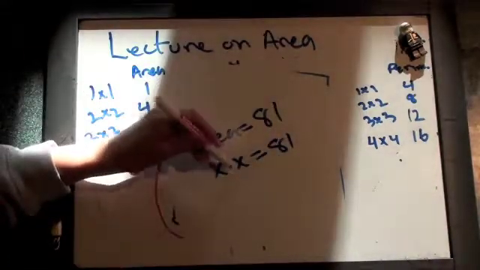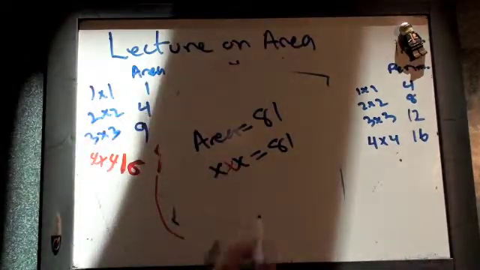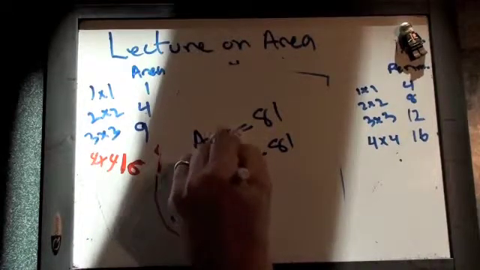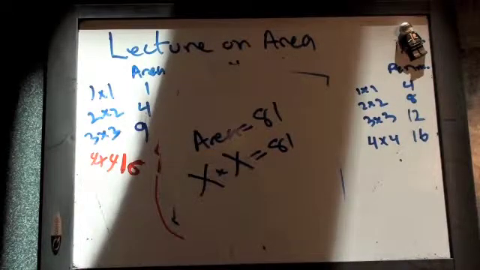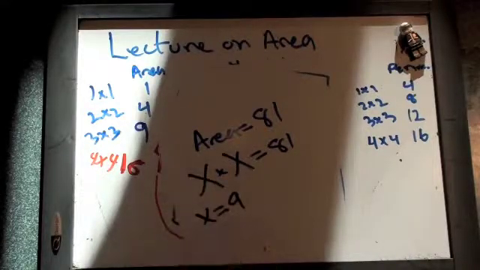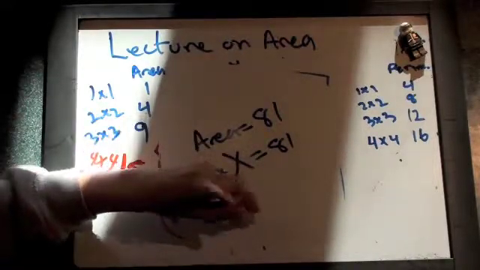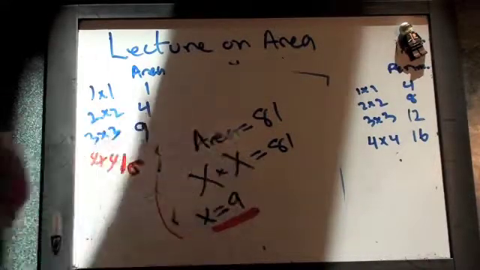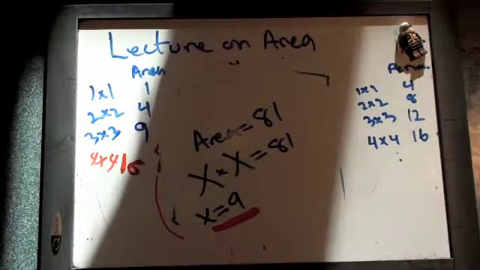Sometimes I write dots for times so you don't get them confused with x's. Big X times big X equals 81. So what's a number that when you multiply it by itself you get 81? 9. So if I told you a square has area 81, that means the side has a length of 9. What if I told you the area of a square was 49? It would be 7 on each side.